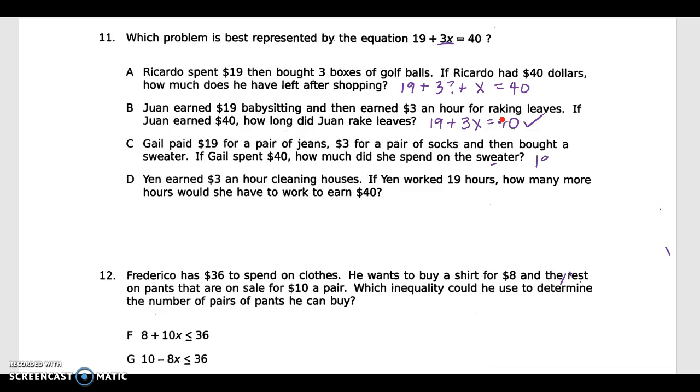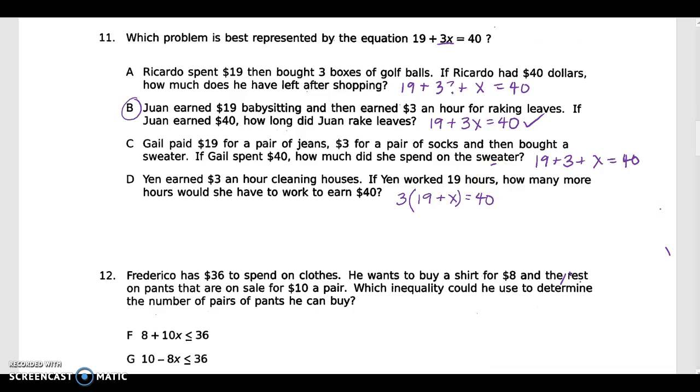Okay, so next it says Gail paid $19 for a pair of jeans, and $3 for a pair of socks. So $19, $3, and then bought a sweater. If she spent $40, how much was the sweater? Next one, Yen earned $3 an hour cleaning house. If she worked 13 hours, how many more hours does she have to work to earn 40? Okay, so $3 an hour times 19 hours plus how many more is 40. So looks like our answer here was B.